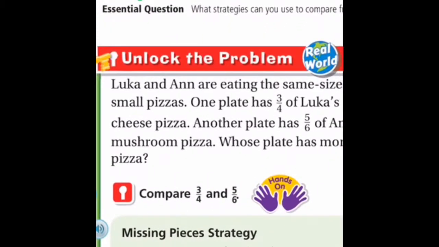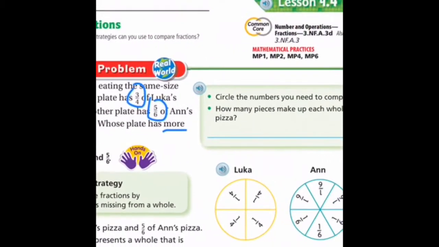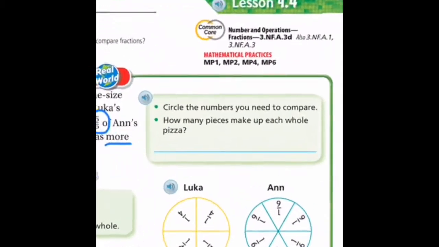It says Luca and Anne are eating the same size small pizzas. They're the same size, so that's important. One plate has 3/4 of Luca's cheese pizza. Another plate has 5/6 of Anne's mushroom pizza. Whose plate has more pizza? So we're going to compare 3/4 and 5/6. Before we do any of that, let's look at the screen box here.